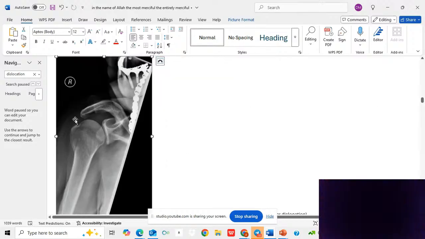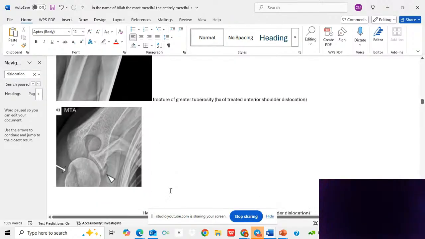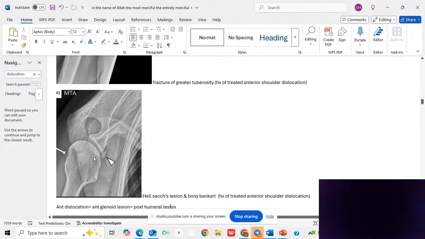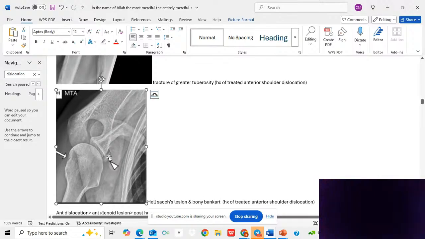Here's another example of greater tuberosity fracture. This patient has a history of anterior shoulder dislocation, which is treated. Here's another example of a patient who had a history of anterior shoulder dislocation, which is treated.